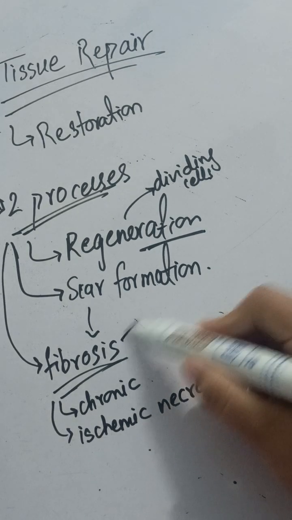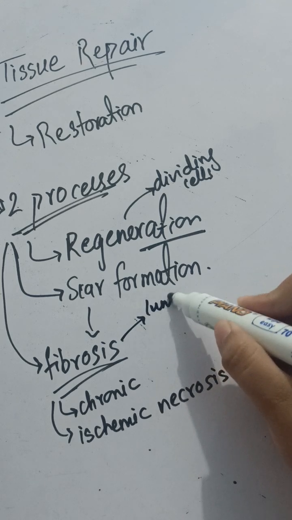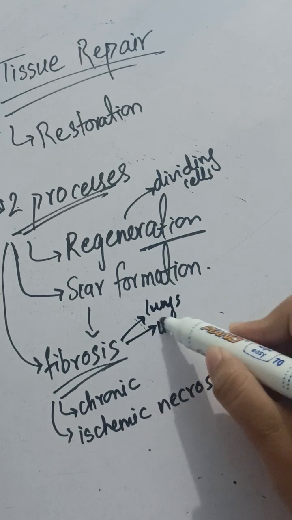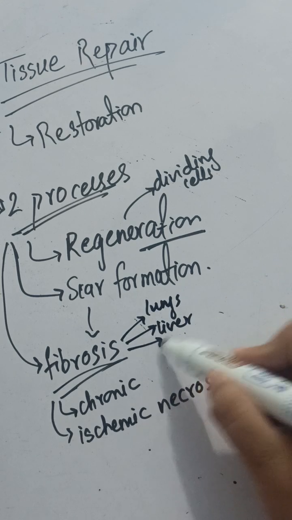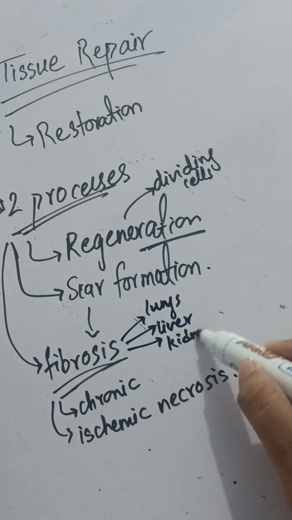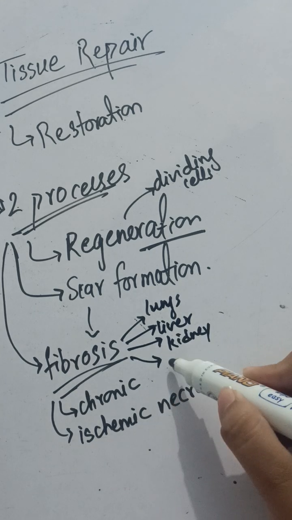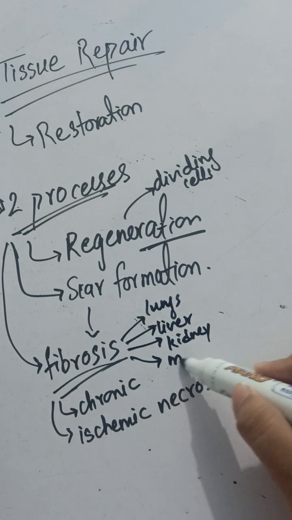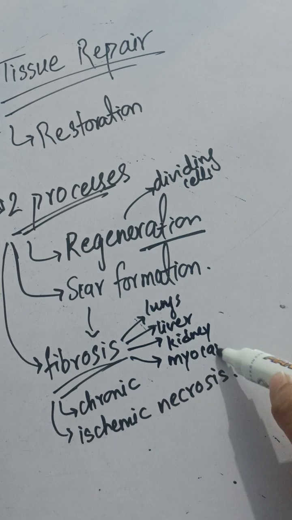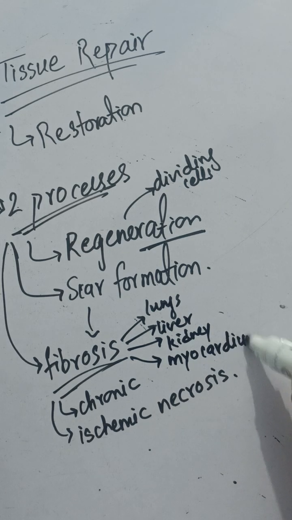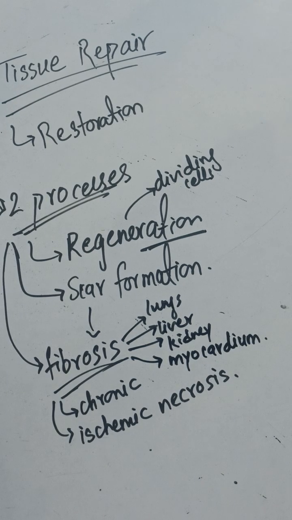So mostly the fibrosis can occur within your lungs, within your liver, within your kidney, all the major organs of us, and in the myocardium. Okay, so these are the three types of your tissue repair, and you should know about it.